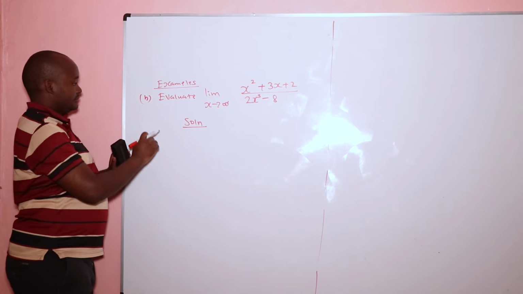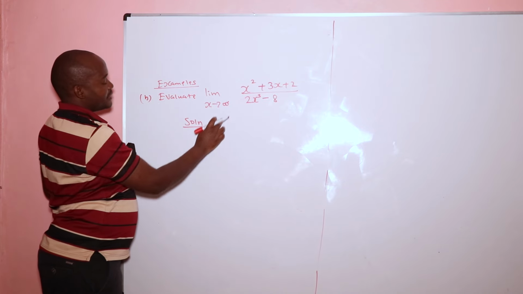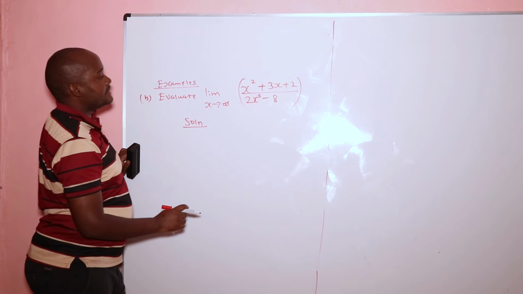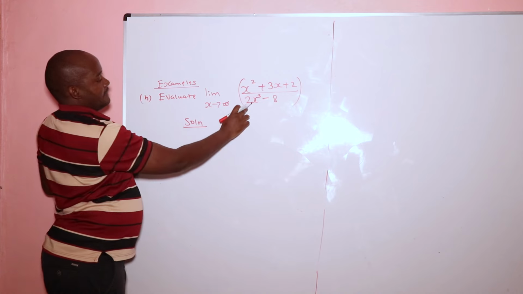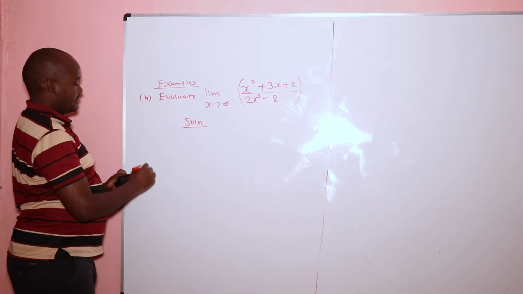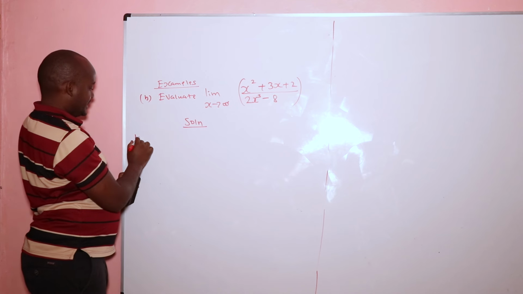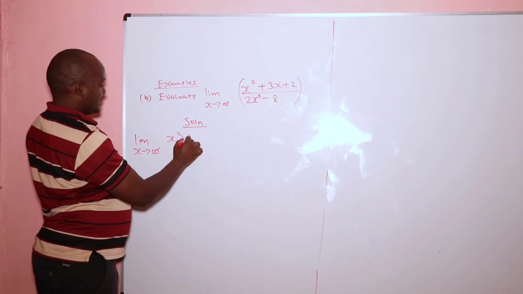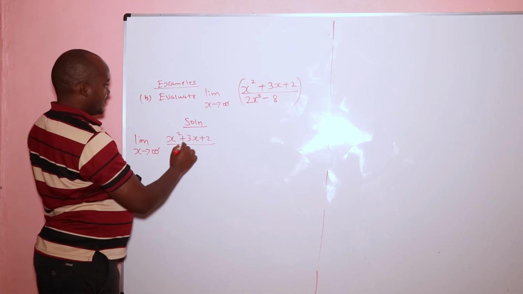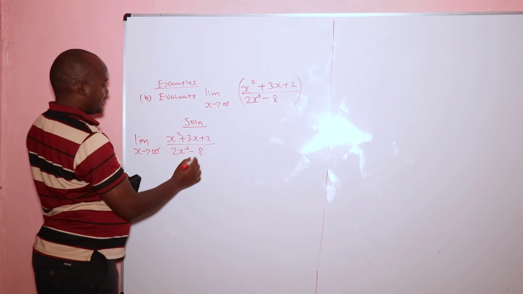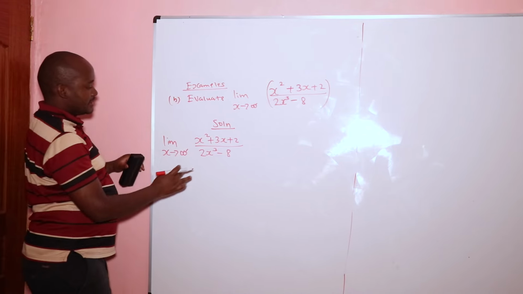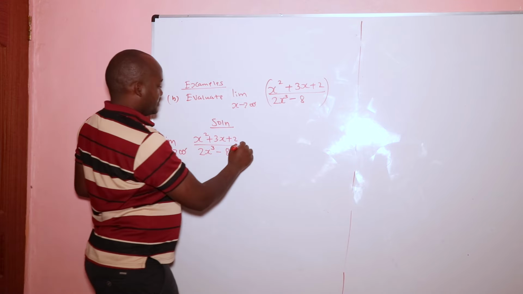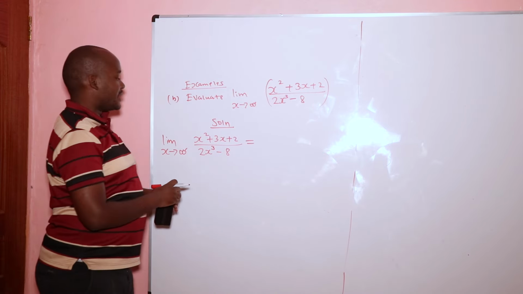So the second example: evaluate the limit as x approaches infinity of this particular function here, which is x squared plus 3x plus 2 over 2x cubed minus 8. So what will be the solution here? The limit as x approaches infinity of x squared plus 3x plus 2 divided by 2x cubed minus 8. So once again, we look at the highest power of x in the denominator. And in this particular case, it is 3. So this means that we divide both the numerator and the denominator by x to the power 3.